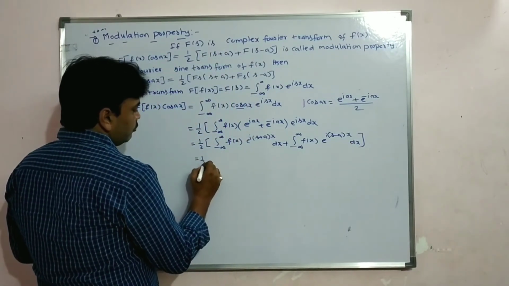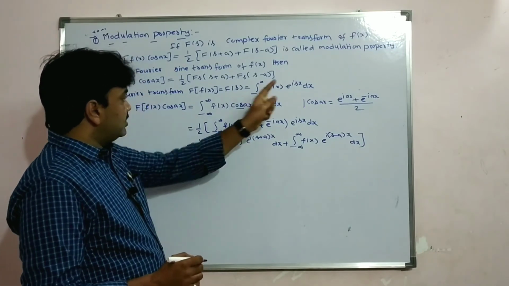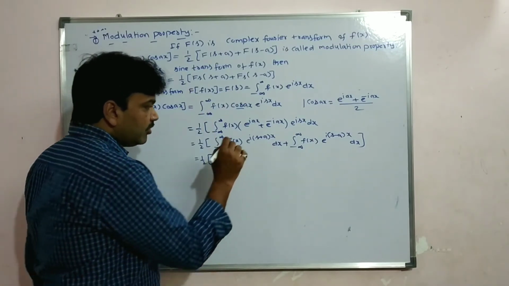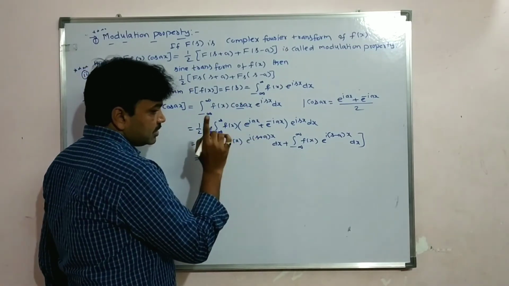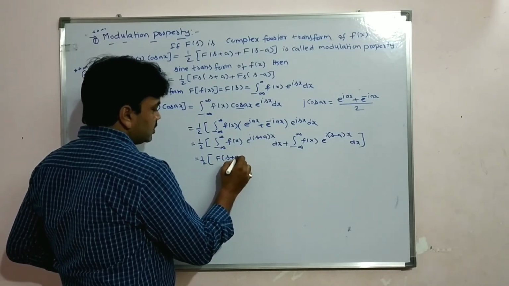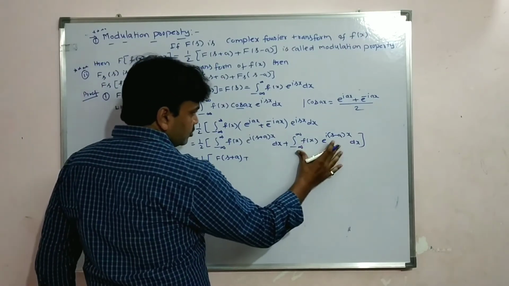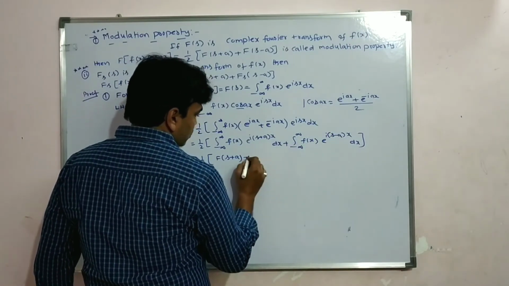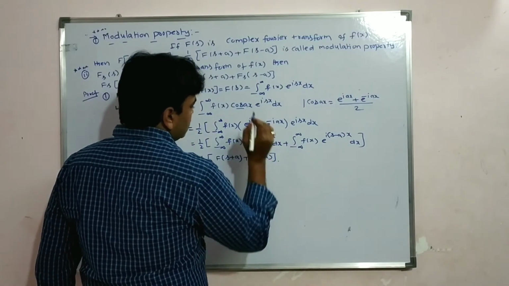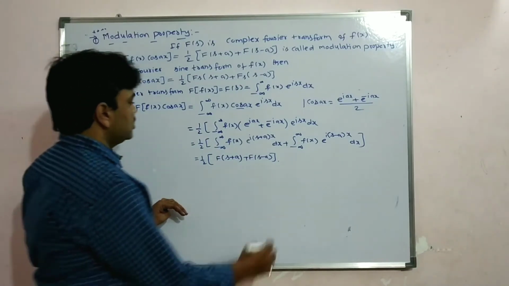That is equal to 1/2 into, now we have s plus a, so this can be written as F(s+a), plus, now we have s minus a, so this can be written as F(s-a). This is the modulation property, students. This is the RHS.